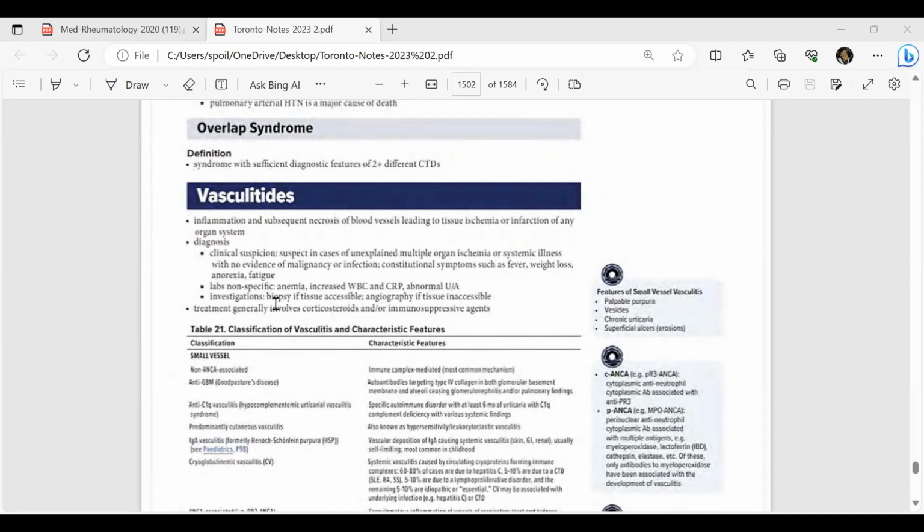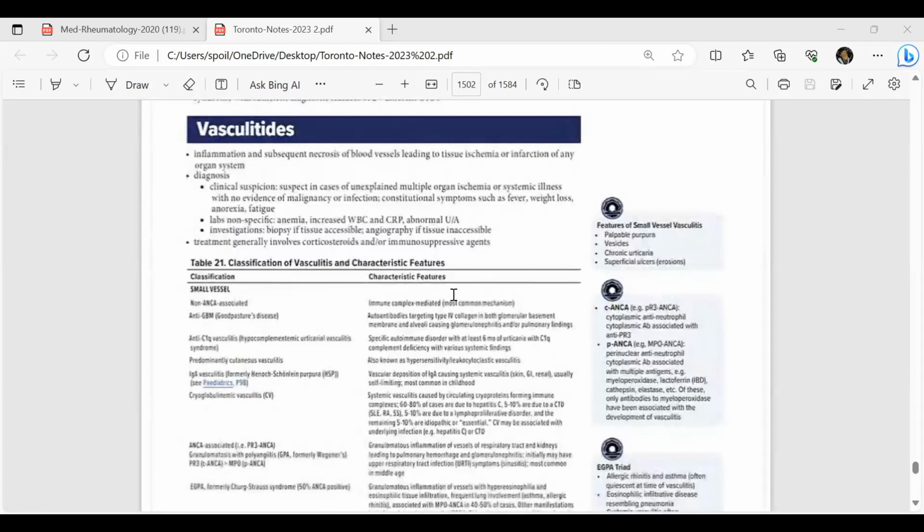Okay, and labs: non-specific anemia, increased WBC and CRP, and abnormal urine analysis, because it's ischemia, so definitely everything will be deranged. CRP and WBC will be increased because there is some kind of body mechanism going on. Investigation: biopsy of the tissue if accessible, angiography if the tissue is inaccessible. Treatment generally involves corticosteroids and/or immunosuppressive agents.